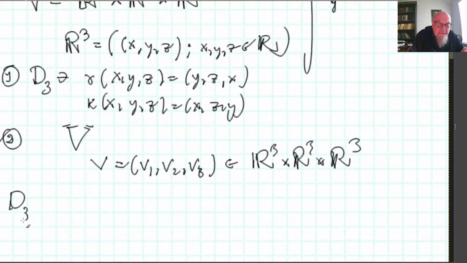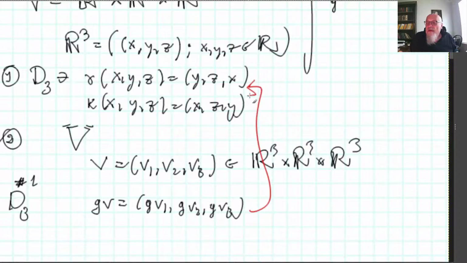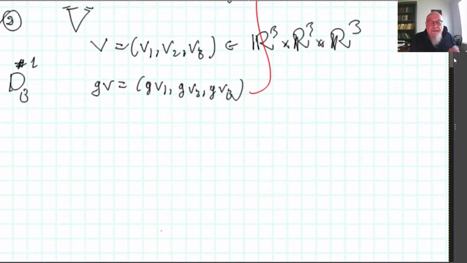So this is D3 number 1. It will act like this. So you have G on V will act G on V1, G on V2, and this will be G on V3. So the same action. It will just permute the coordinates in this vector. And this action is actually here. That one. Easy.